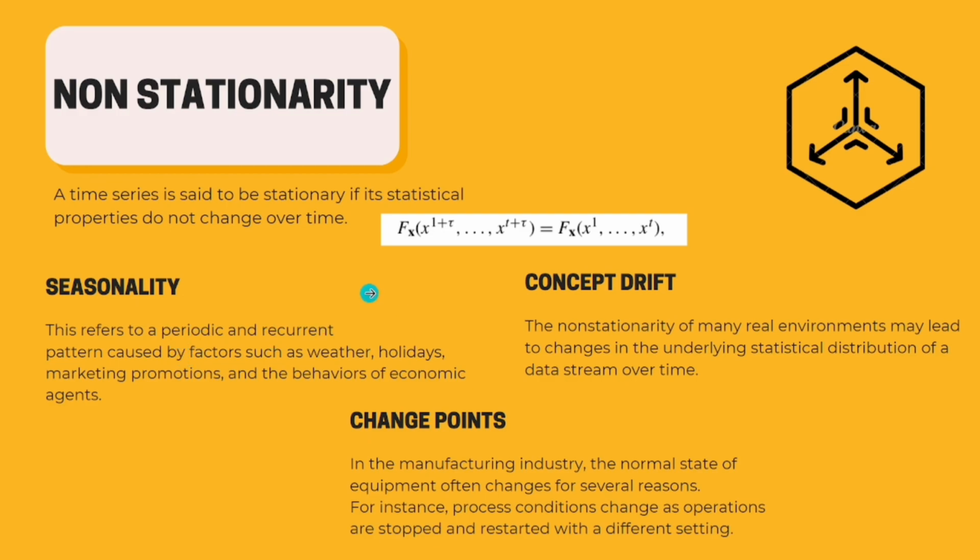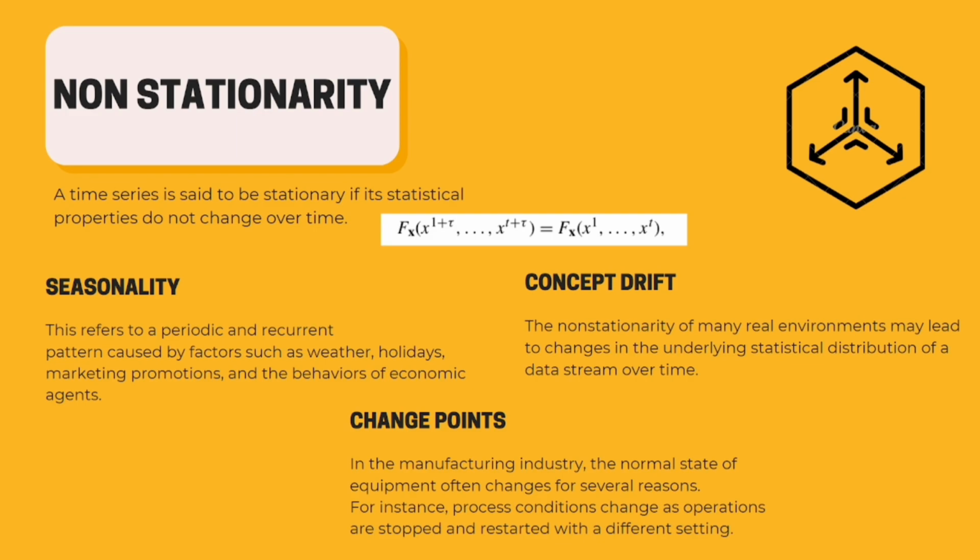Here we are considering cases like seasonality, where seasonality is a periodic and recurring pattern caused due to weather conditions, holidays, marketing promotions, and other behavior that can occur in a system. Then we come to concept drift. Concept drift is a property which introduces non-stationarity in the time series data. Basically, it leads to changes in the underlying statistical distribution of a data stream over time due to many different factors playing. Then we come to change points.